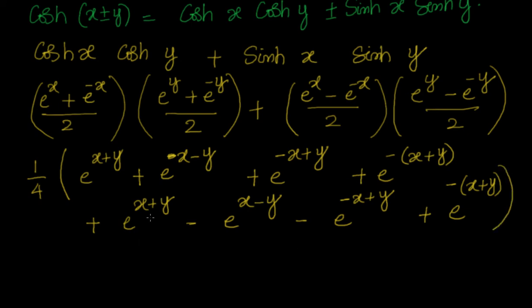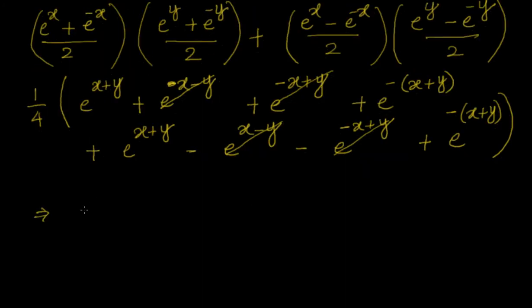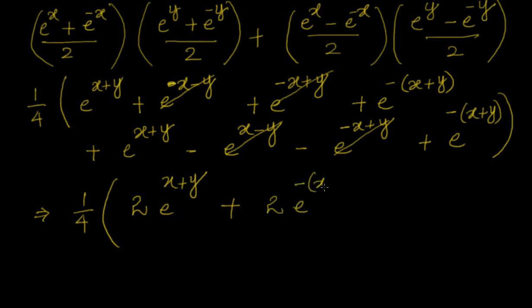Now let us see what will cancel. I see that e power x minus y, anywhere I have e power x minus y with negative? Yes. Here I have plus e power minus x plus y, and I have here minus of e power minus x plus y. So I end up with 1 by 4 into 2 e power x plus y plus, you can see plus here, 2 e power minus of x plus y.